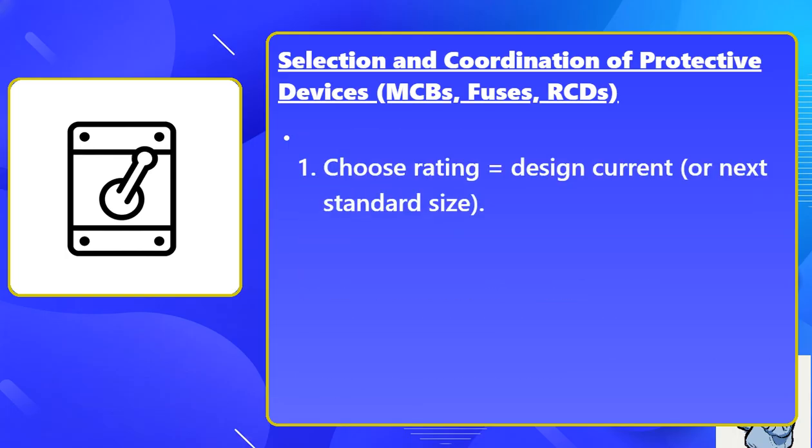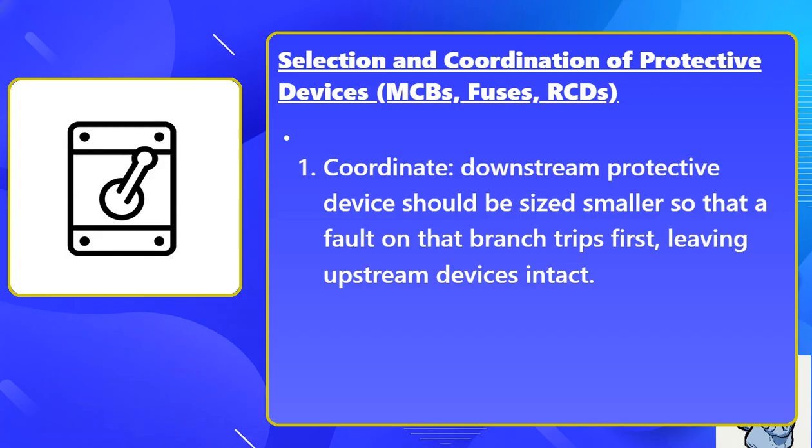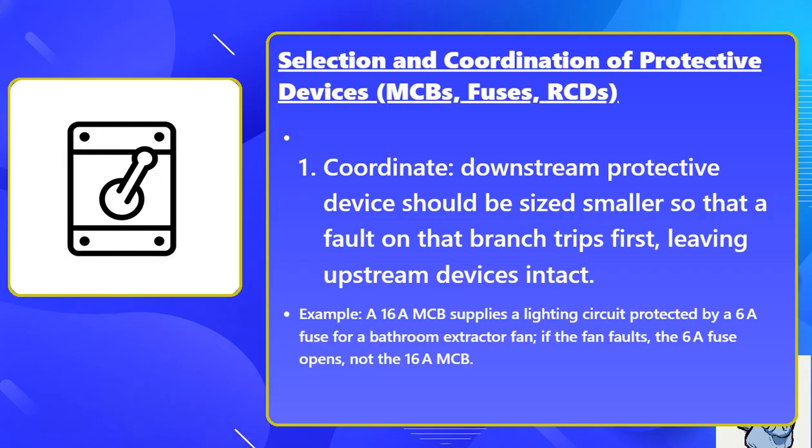Step 1. Choose rating equals design current or the next standard size. Step 2. Pick type: B curve for residential lighting, trip between 3 to 5 times IN; C curve for motor loads, 5 to 10 times IN. Step 3. Coordinate: the downstream protective device should be sized smaller, so that a fault on that branch trips first, leaving upstream devices intact. Example: a 16 ampere MCB supplies a lighting circuit protected by a 6 ampere fuse for a bathroom extractor fan. If the fan faults, the 6 ampere fuse opens, not the 16 ampere MCB.